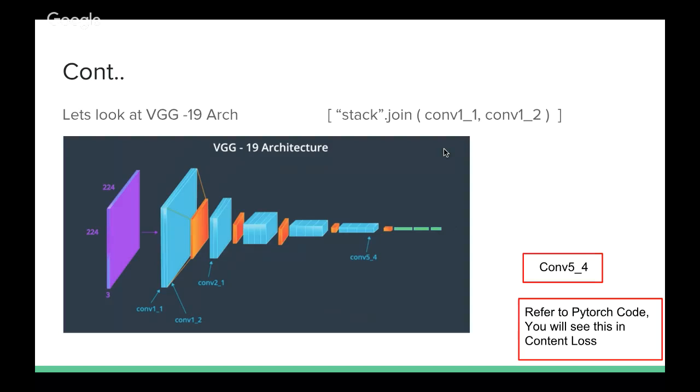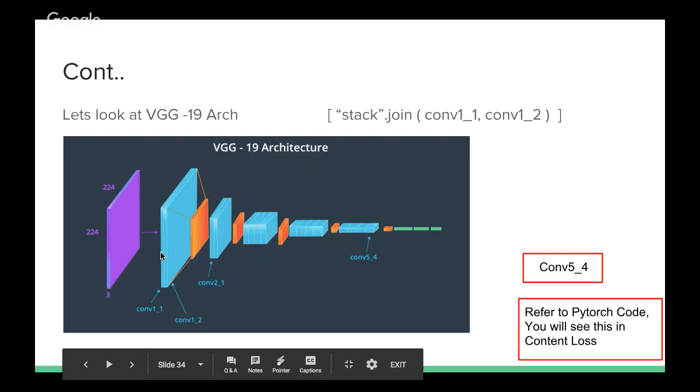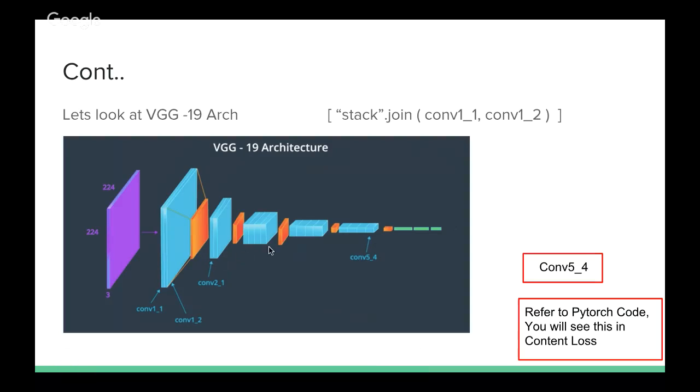What they did in the paper is they not only extracted the last layer, they extracted a bunch. This is just to explain the VGG architecture. They have these conv blocks, like conv 1_1 and conv 1_2, a bunch of blocks. So there are 1, 2, 3, 4, 5 blocks, each of them stacked.